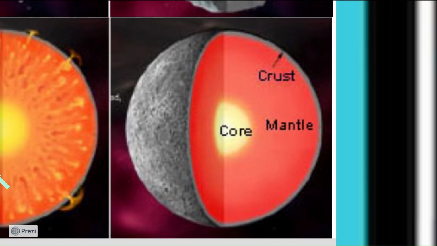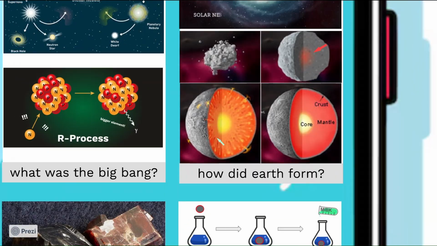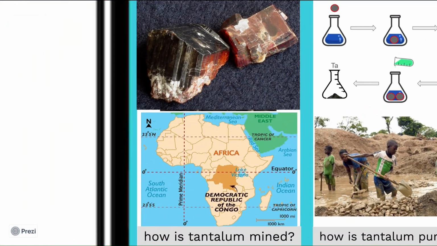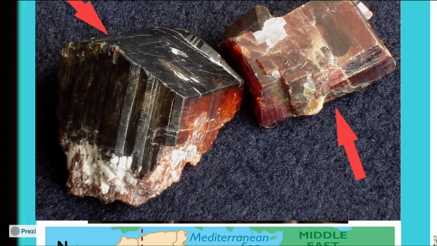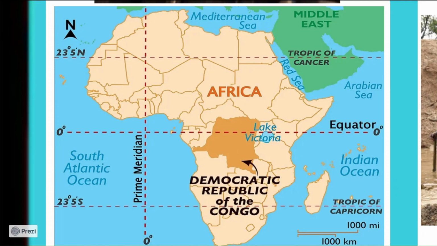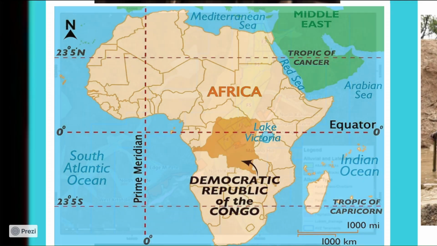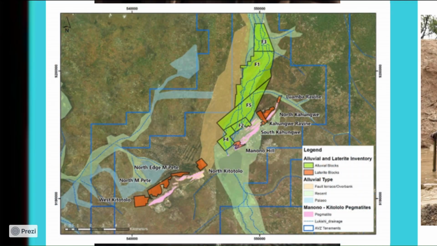Tantalum is mostly mined from two different rocks, tantalite and coltan. This one is tantalite with a reddish tint, and this one is coltan with a much, much darker black tint. We can find these rocks in Africa, mostly in the Democratic Republic of the Congo. The biggest deposit that we use to mine for tantalum is called the Monono pegmatite in the Kibara Belt region.